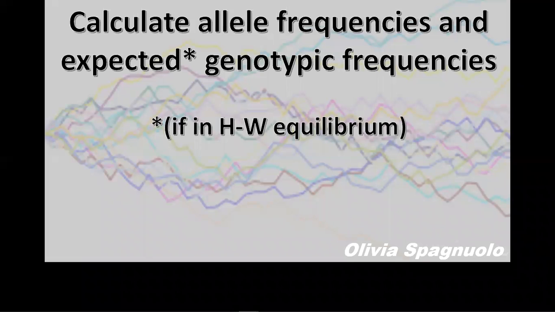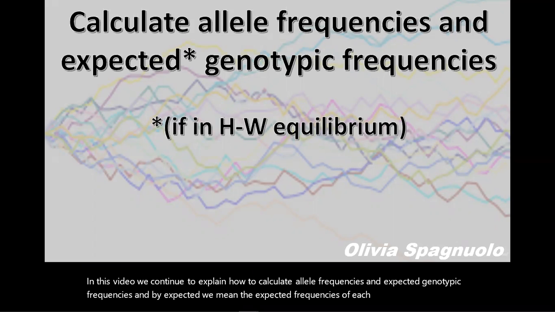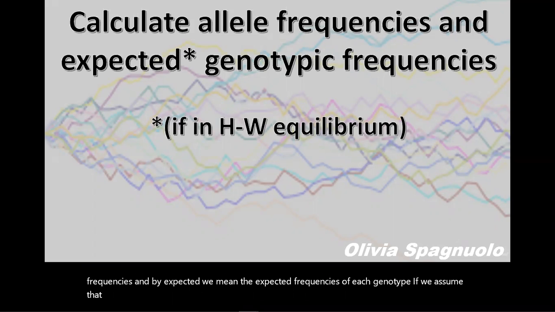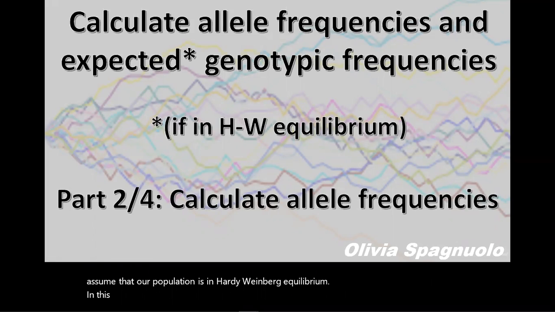In this video, we continue to explain how to calculate allele frequencies and expected genotypic frequencies. And by expected, we mean the expected frequencies of each genotype if we assume that our population is in Hardy-Weinberg equilibrium. In this video, we'll do a walkthrough of an example where we calculate the allele frequencies given the genotype frequencies.